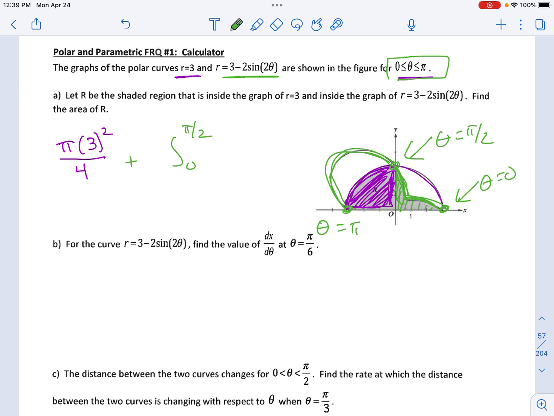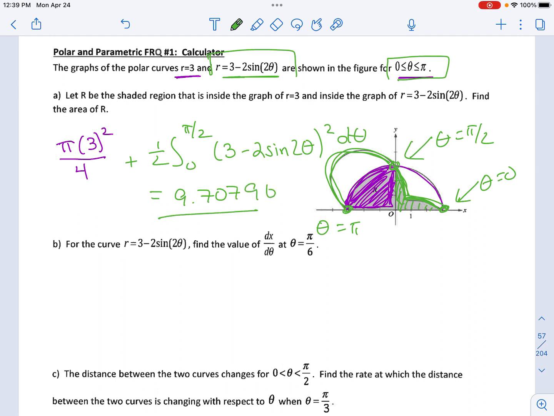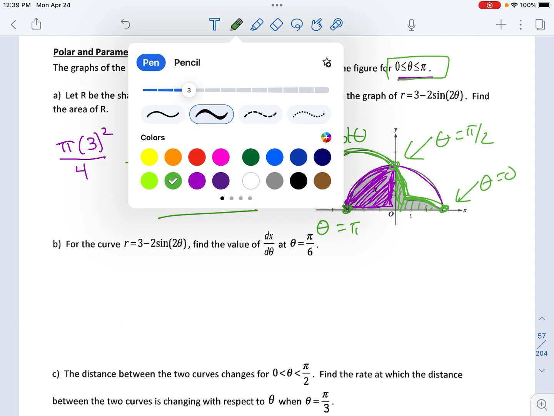So my bounds are going to be from 0 to pi halves, and remember, area of a polar is 1/2 r squared, and the only r I'm looking at is this equation, which is 3 minus 2 sine 2 theta, d theta. So there's my setup, and then if you punch this on your calculator, this is what I get for the entire area.